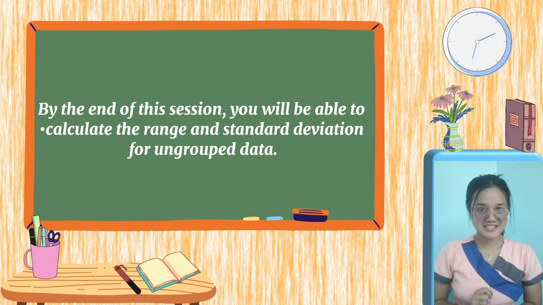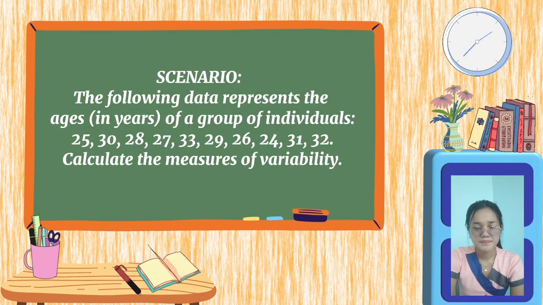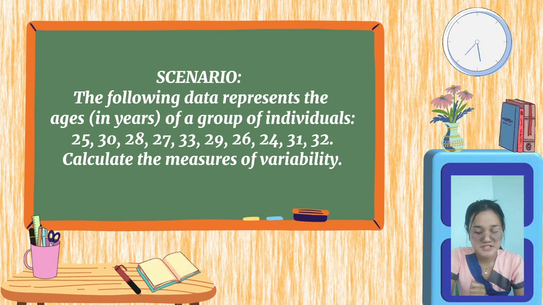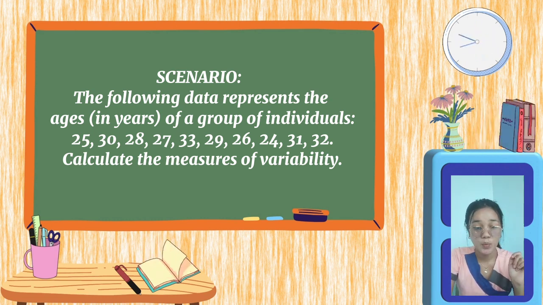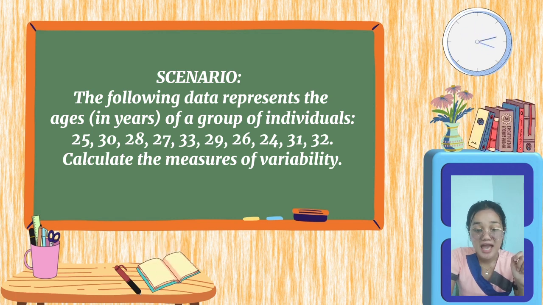So, let's get started. To begin with, let's consider a scenario. Imagine we have a group of individuals and we want to analyze their ages. Here are the ages in years of 10 individuals: 25, 30, 28, 27, 33, 29, 26, 24, 31, and 32. And our task is to calculate the measures of variability for this ungrouped data.